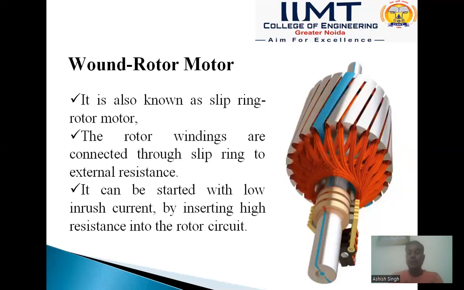Second type of motor is the three-phase wound rotor motor. It is also known as slip ring rotor motor. In this, a three-phase star winding is placed in the rotor slots of a rotor, and these windings are brought to the three slip rings.